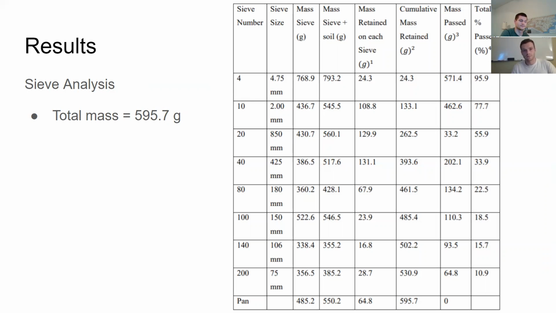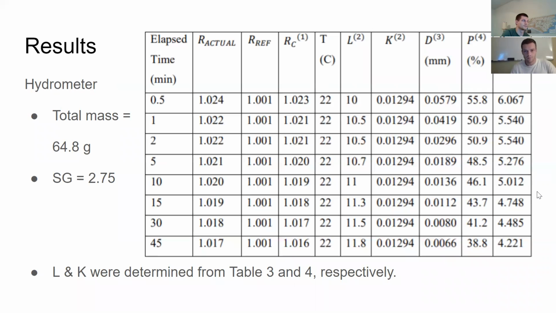For the sieve analysis, a total mass of 595.7 grams of a soil sample was used. The mass of the sieves was recorded before the lab began. The mass retained on each sieve was determined by subtracting the mass of the sieve from the combined mass of the sieve and the soil that was retained on it. The percent passing was determined by dividing the mass by the total amount of soil.